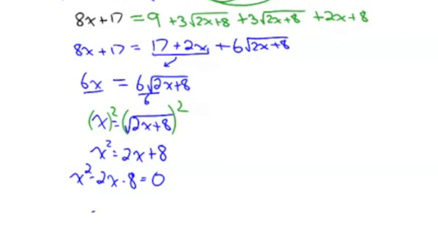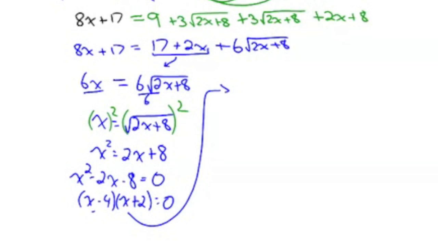Factor, I know. X what? X plus, x minus. 4 and 2. X minus 4 and x plus 2. Factors of 8 that subtract up to 2: 4 and negative 4 and positive 2. Whew, I'm almost out of breath there. So your two possible answers are x is equal to 4 and x is equal to negative 2.